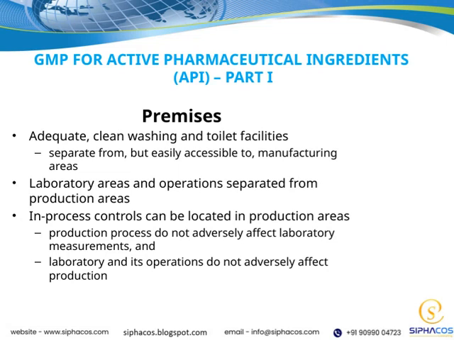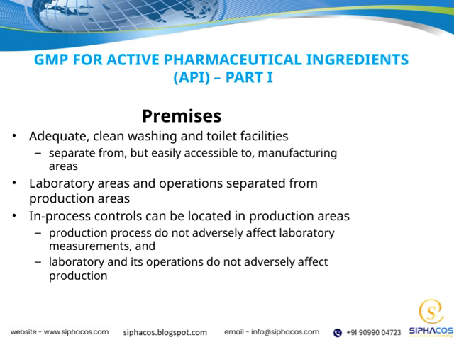Let's start by discussing the premises essential for GMP compliance in active pharmaceutical ingredient manufacturing. First, it's crucial to have adequate and clean washing and toilet facilities. These should be separate from the manufacturing areas, but still easily accessible to ensure hygiene and prevent contamination. Next, laboratory areas and operations need to be separated from the production areas. This separation helps maintain the integrity of laboratory testing and prevents cross-contamination.